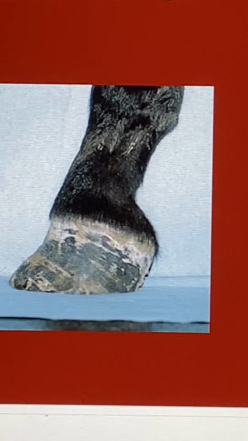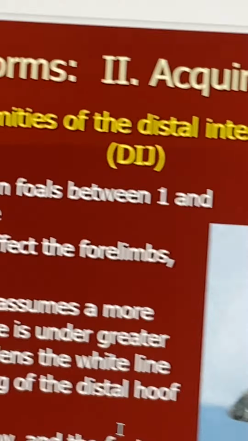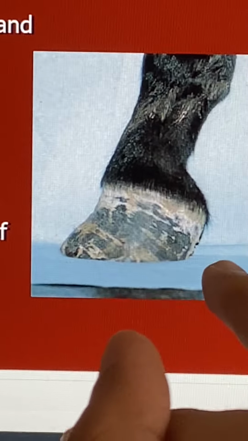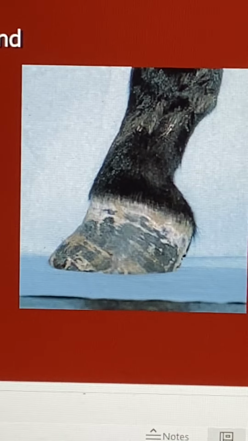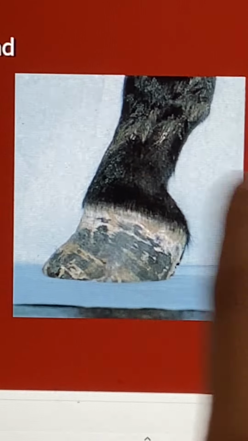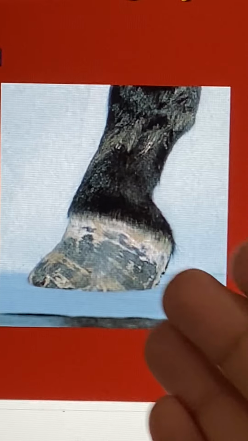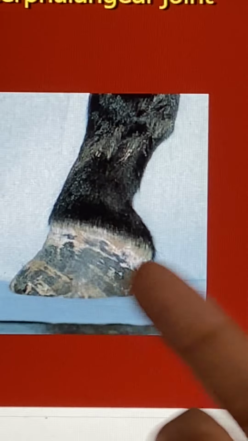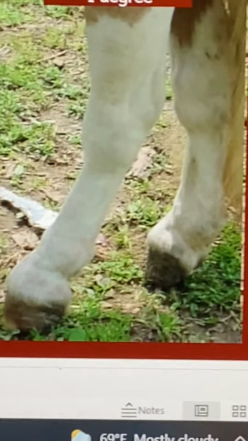Now, flexural deformities of the distal interphalangeal joint. It shows you here, the distal interphalangeal joint. These flexural deformities usually occur in foals between 1 and 4 months of age. It almost always affects the forelimbs, usually bilaterally. The dorsal hoof wall assumes a more vertical angle, and the toe is under a lot of stress, which widens the white line and leads to a flaring of the distal hoof wall. The heels overgrow and the foot appears boxy, with no clean angles.